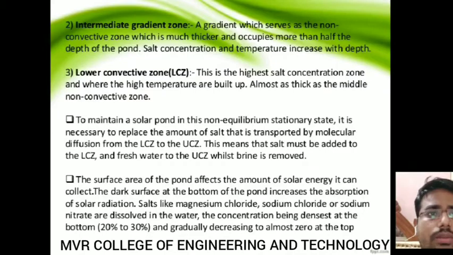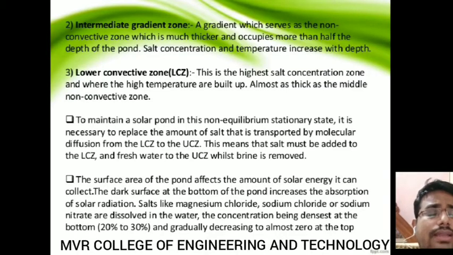In order to maintain the solar pond in this non-equilibrium stationary state, it is necessary to replace the amount of salt that is transported by molecular diffusion from the LCZ to the UCZ. There are some chemical reactions to prepare the salt in the solar pond. The surface area of the pond affects the amount of solar energy that can be collected, and the dark surface at the bottom of the pond absorbs the solar radiation.